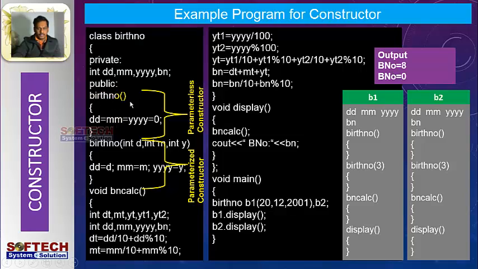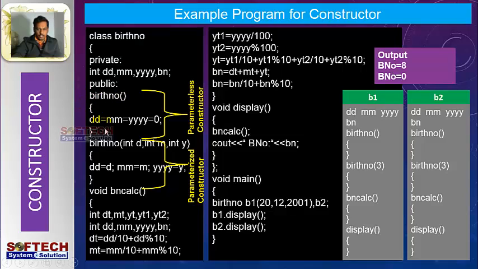So no argument, that is no parameter is available in this function. The constructor name is the same as the class name. So birth number, no return type. So birth number, no argument is available. So zero argument constructor or parameterless constructor.